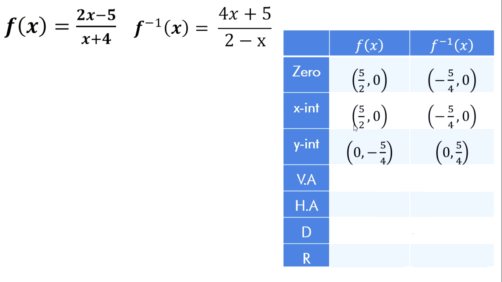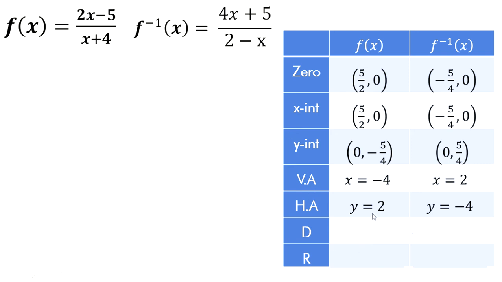And then for the vertical asymptote, again, equate the denominator to 0. So x plus 4 is equal to 0. So x is equal to negative 4. While for the inverse, we equate it to 0. So 2 minus x is equal to 0. So x equals 2. For the horizontal asymptote, again, the degree of the numerator is the same as the degree of the denominator. So therefore here, let's get the numerical coefficient. So 2 over 1. So y is equal to 2. While here we have 4 and then negative 1. So 4 divided by negative 1. So that's negative 4.